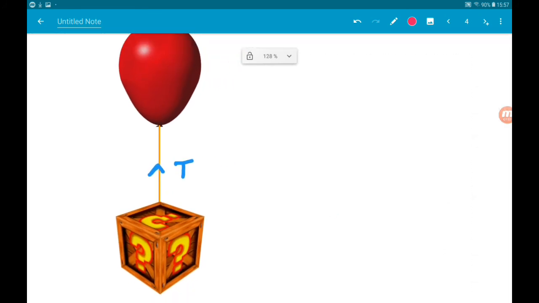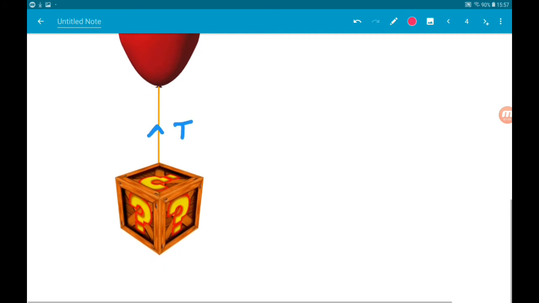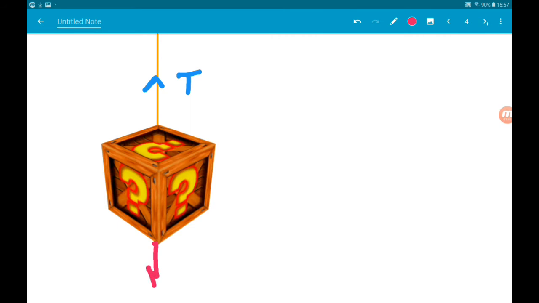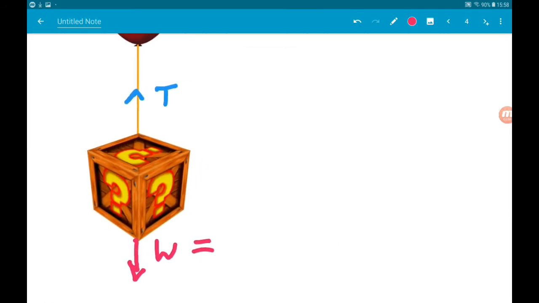Now, weight is mass times gravity, so weight is going to be 15 times, we haven't been told what to use for gravity, so I'm going to use 9.8. So the weight is 15 times 9.8. And that gives us, oh man, do you ever feel like your phone hates you? 15 times 9.8 is 147 newtons.